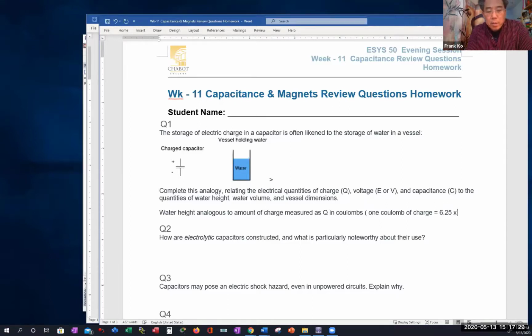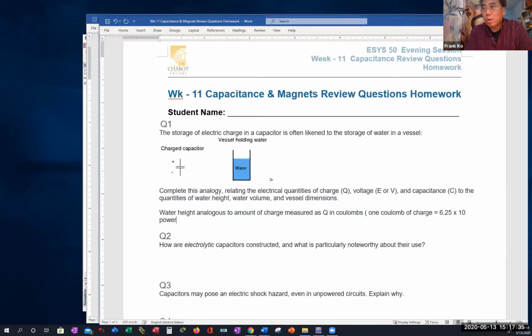6.25 times 10 to the power of 18 electrons. This was similar to 6.25 billion billion electrons. A whole lot of electrons for 1 coulomb. So we would measure the water height would be the amount of charge, and we measure charge in terms of a unit we call coulombs.